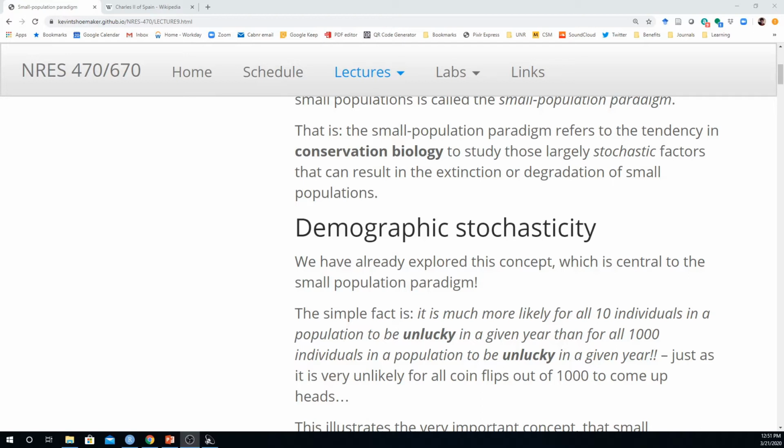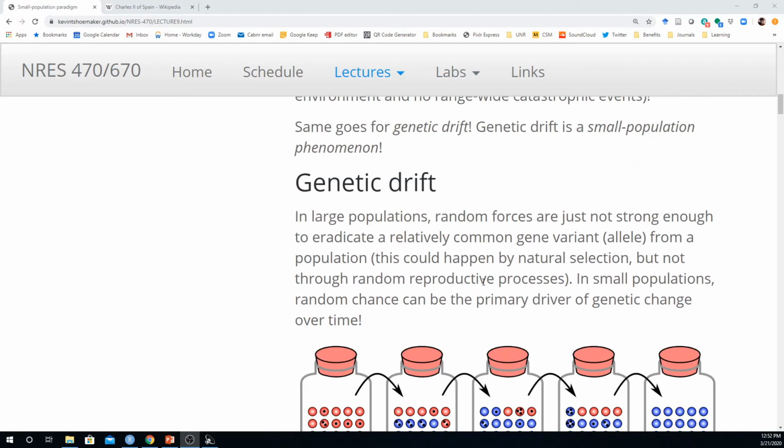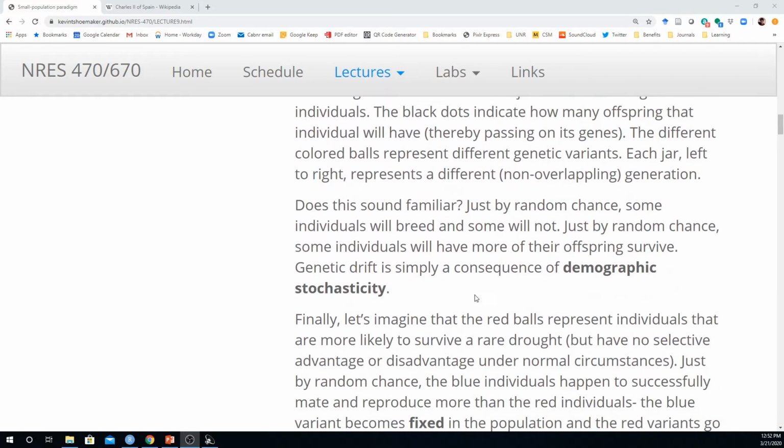All right, so we're talking about the small population paradigm, and that refers to those largely stochastic factors that can result in the extinction of small populations. Now, one of those factors which we've talked about extensively in this class and in the previous video, we talked about demographic stochasticity as a key process that is stochastic and that can affect small populations much more dramatically than large populations. We also got into the concept of genetic drift, which is really just the genetic consequences of demographic stochasticity. And so we went through an example of that.